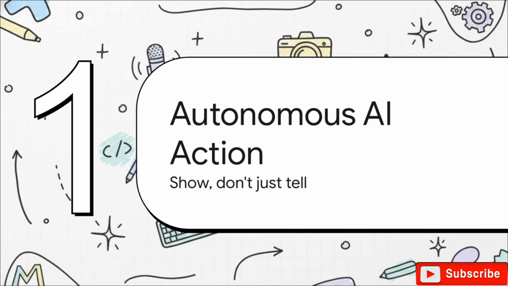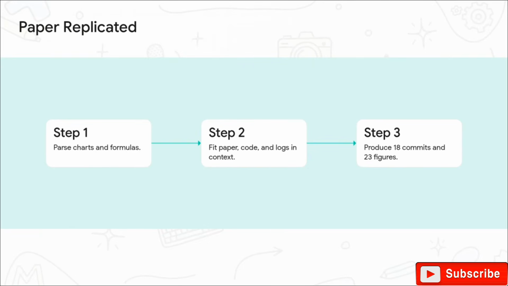Section 3, Autonomous AI in Action. Show, don't just tell. Now, what's really interesting about this is how M3 shifts from pure architectural theory to dramatic, real-world feats. This is where it truly flexes its muscles. Listen to this incredible sequence.